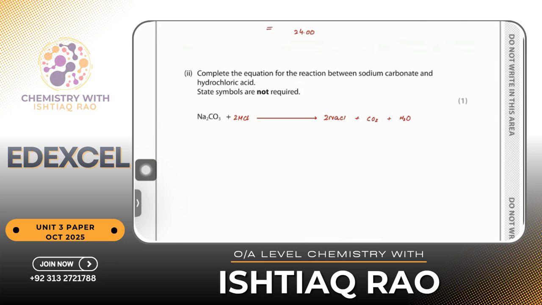Then complete the equation for the reaction. It's a very easy question. It's a very easy equation. It's from IGCSE. Of course, it's not new for you. Sodium carbonate is reacting with HCl and it's going to form salt, carbon dioxide and water. Then I have balanced it. That's it, simple. State symbols are not required.